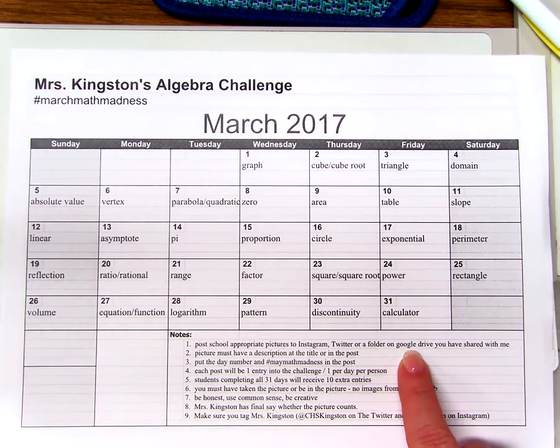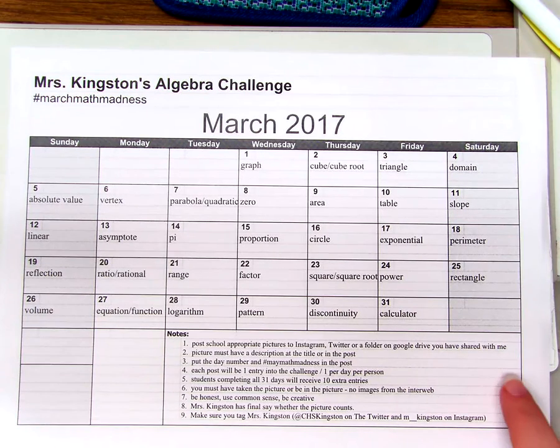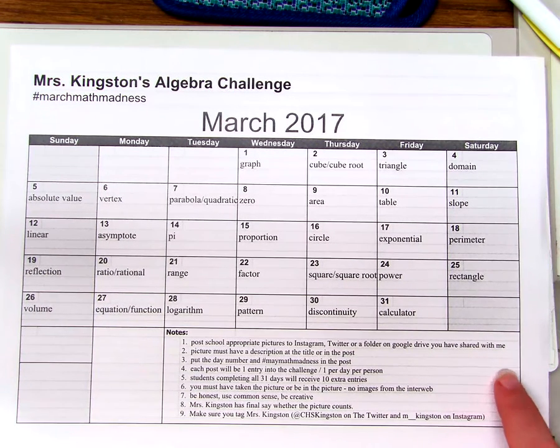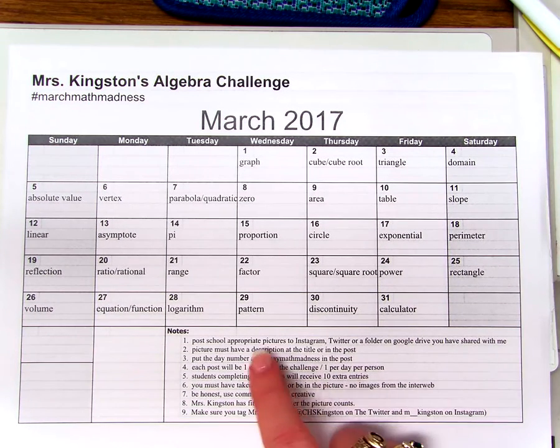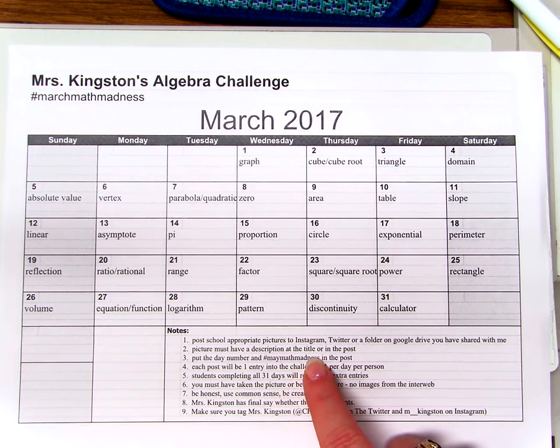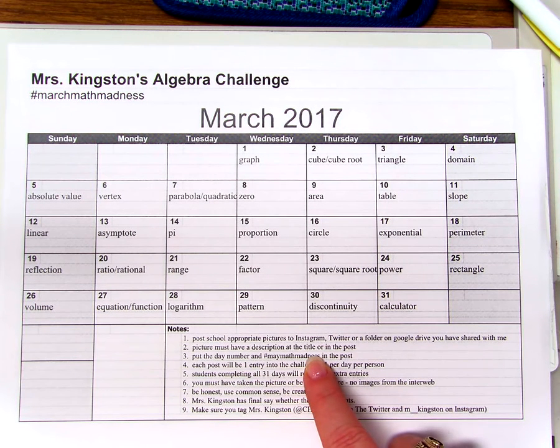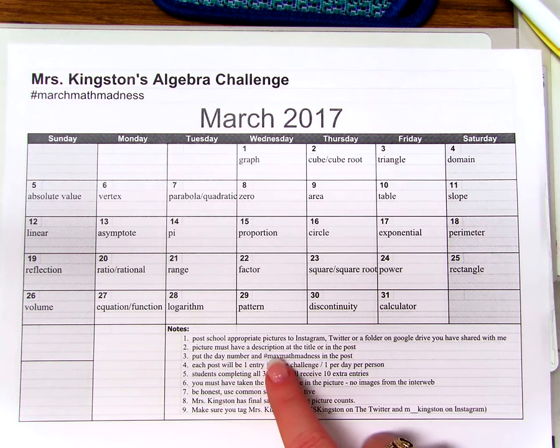You can share that with me, and you can put the picture in Google Drive every day. See what I'm saying? Okay? With the hash, well, we'll talk about that in a second. The picture must have a description in the title or the post, kind of like I was telling you, like this person's reading the newspaper, the graph was in the newspaper, and so on, right? Put the day number and March Math Madness.